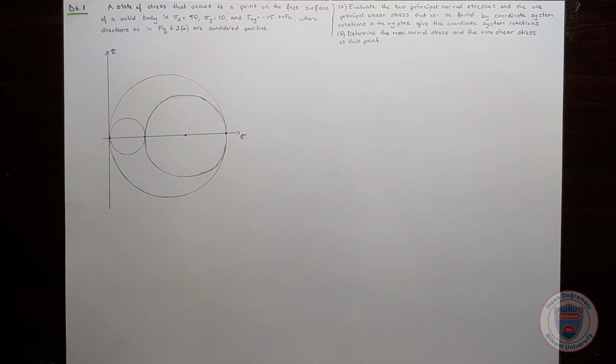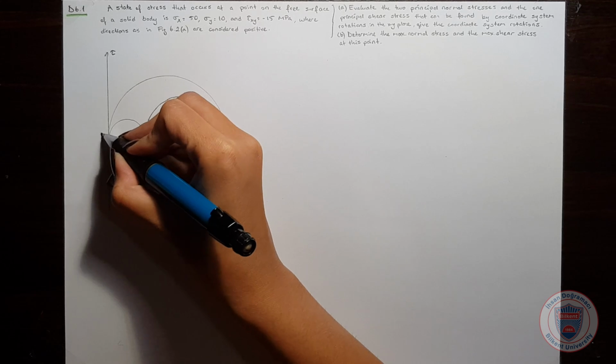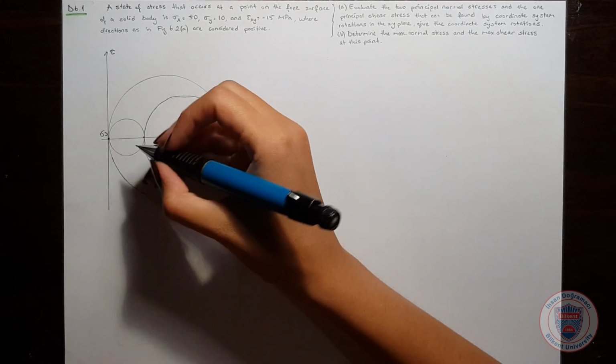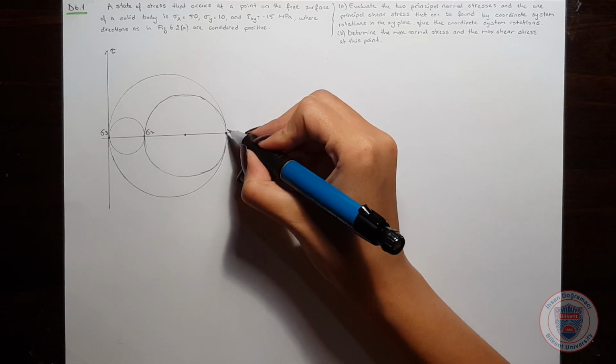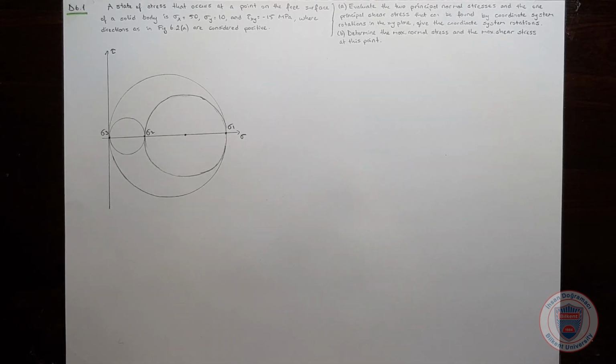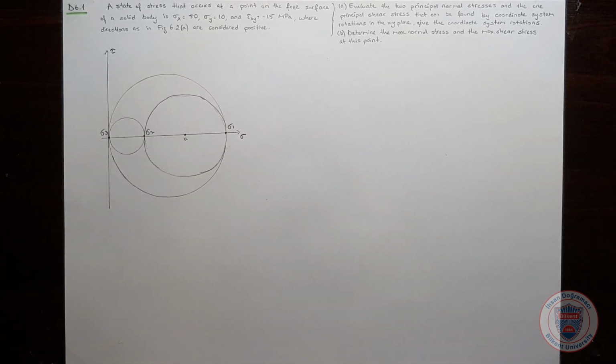So, we know that sigma z is 0, and it will be equal to sigma 3. So, this point will be sigma 3. This point will be sigma 2, and this point will be sigma 1. Let's call the center of this circle A. To find sigma 1 and sigma 2, we will need to calculate the radius of this circle.